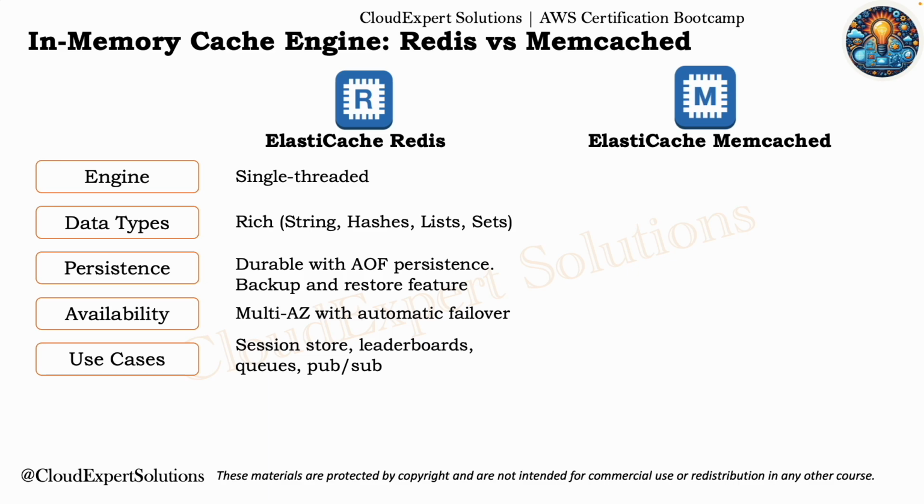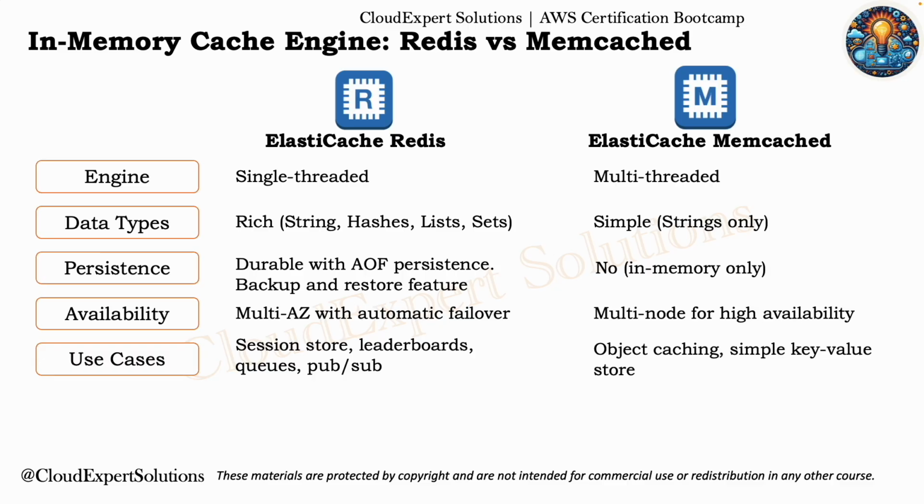Memcached, on the other hand, is multi-threaded. It's simpler and it's designed for pure high-speed object caching. The multi-threaded capability can be advantageous for scaling compute-intensive operations.